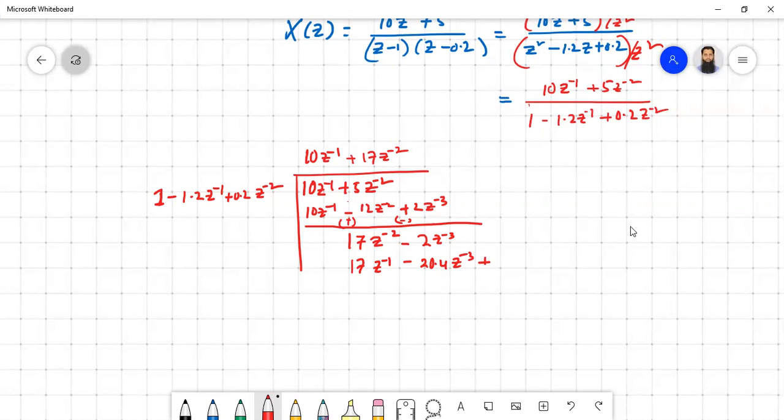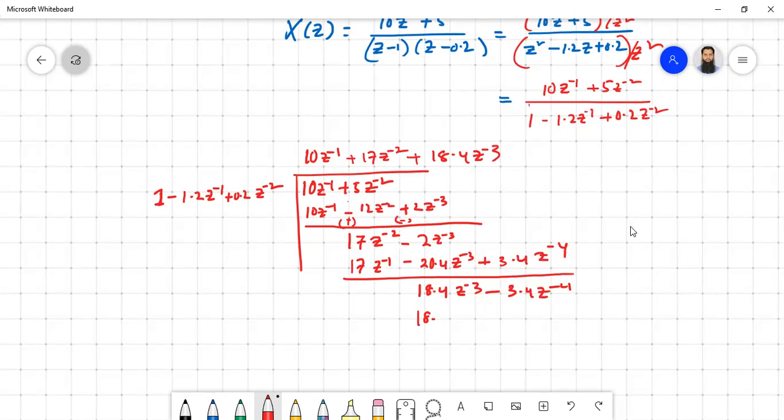17 times 0.2, basically double 0.3, so 3.4 z to the power minus 4. So now we have 18.4 z to the power minus 3 minus 3.4 z to the power minus 4. So the next one has to be 18.4 z to the power minus 3, so 18.4 z to the power minus 3 minus 22.08 z to the power minus 4, and then plus 3.68 z to the power minus 5.